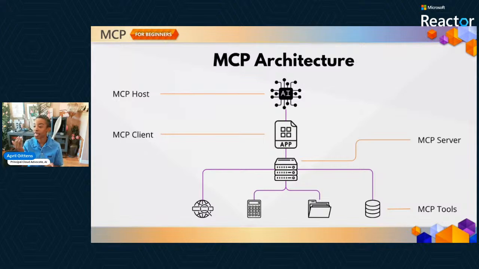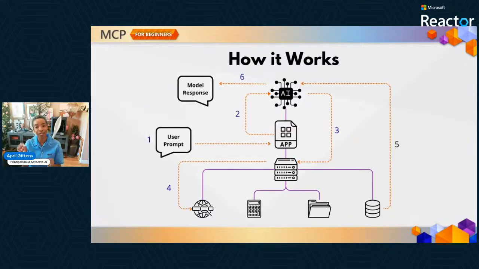Now, in terms of the architecture itself, at a high level, MCP follows a client-server model. You have the MCP host, and that's going to run the AI model. And then there's also an MCP client, and that's often going to be your app that's going to send requests. And then we have the MCP server, and that provides the tools and the resources and the context that your model might need. I have an example of what that flow looks like.